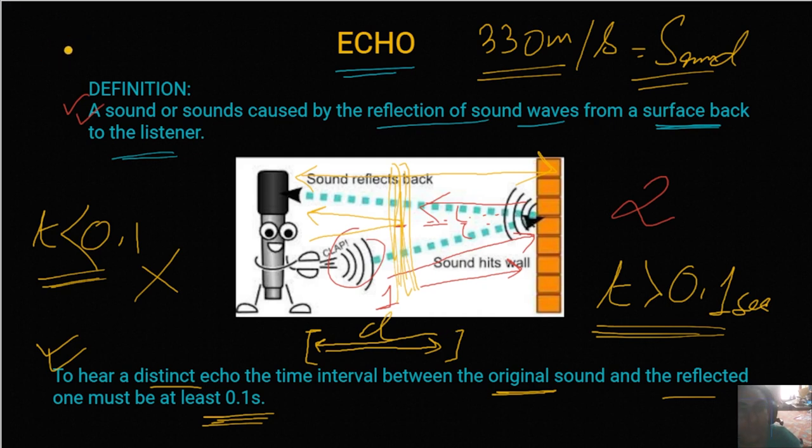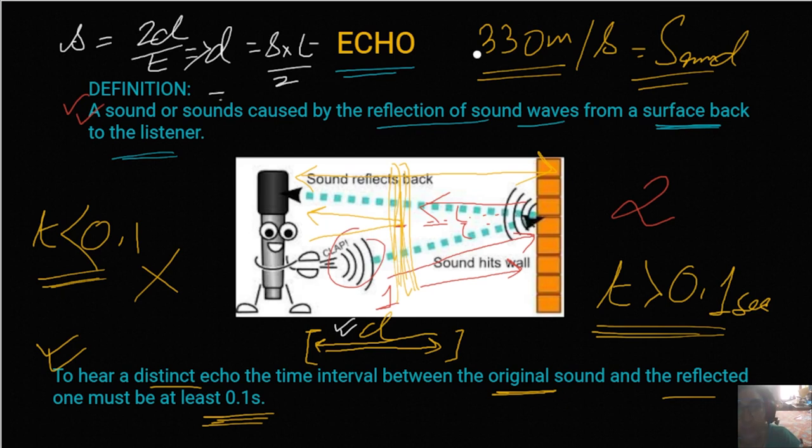So whenever you're calculating the speed, it will basically be 2d by t, right? Because you are covering twice the distance for the echo to be heard. Okay. So now this will come as d equals s into t by 2. And here s is the speed of the sound, which is 330, into time is 0.1 second. We are taking the minimum for which the echo can be heard, divided by 2, right?